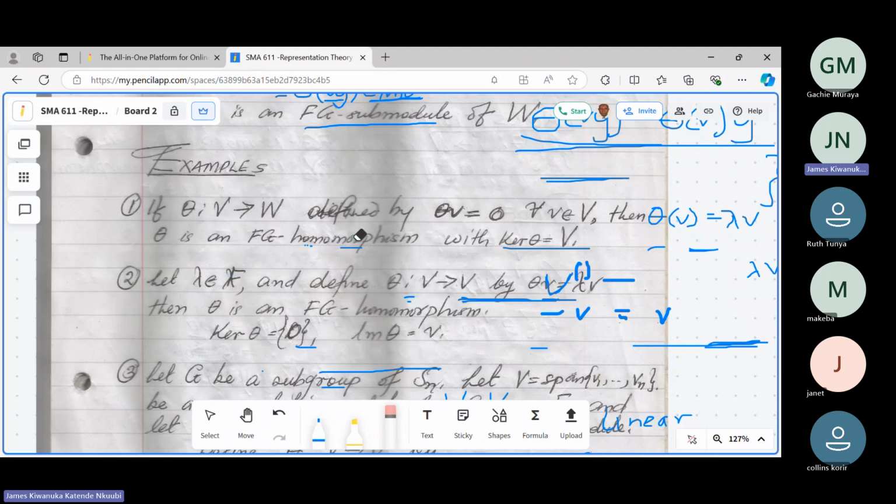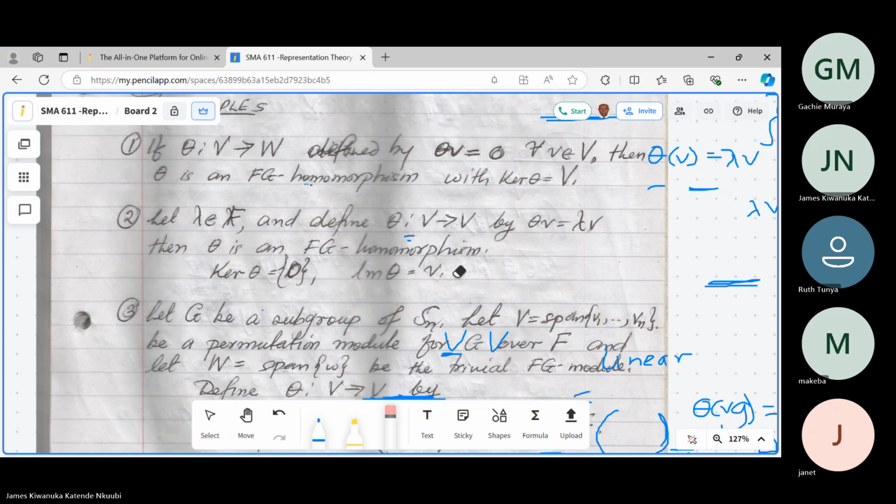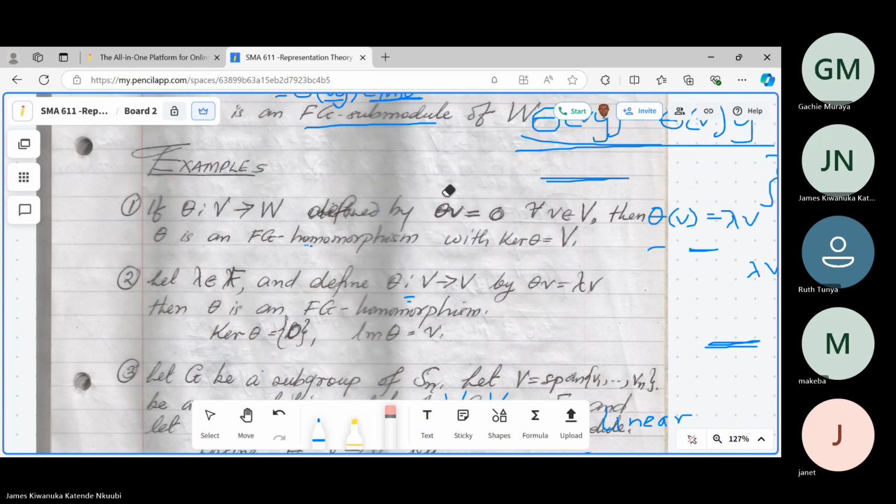Here are some examples of FG homomorphisms. The first is the trivial one where every vector in V is sent to the zero vector in W. And the kernel, since all the vectors are sent to zero, then the whole of the domain V will be the kernel.